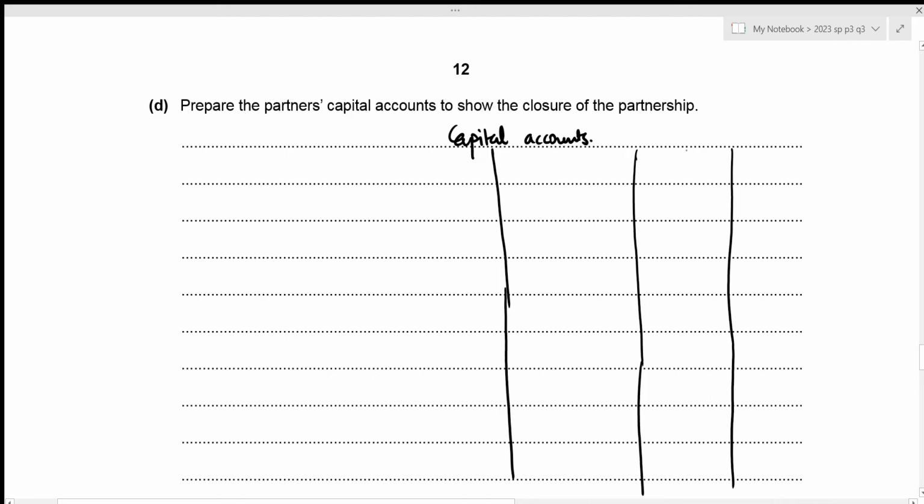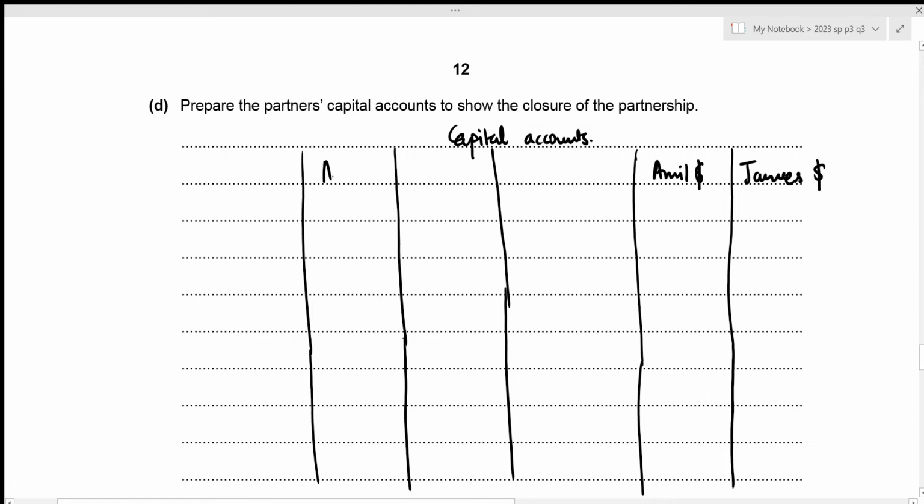So this is the credit side for Amil and James. And this will be the debit side for Amil and James.